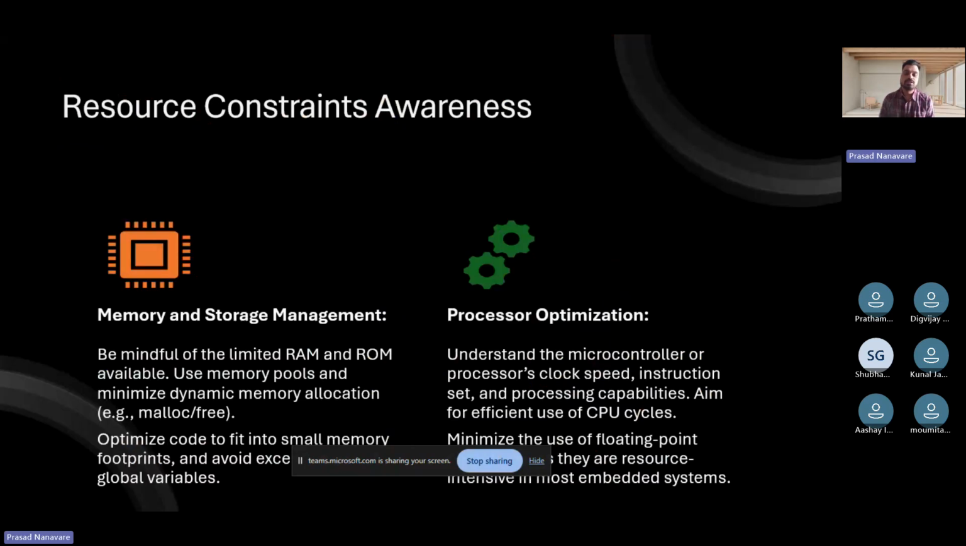So in resource constraint, what are resources in an embedded system? It's basically hardware resources, right? The memory and storage, and the processor. So managing those effectively, basically.